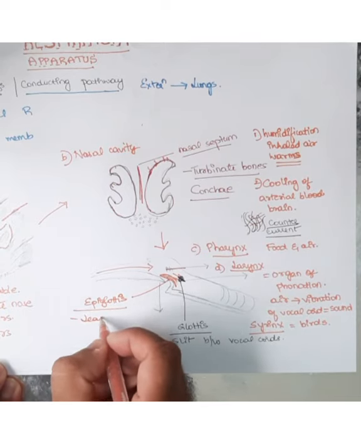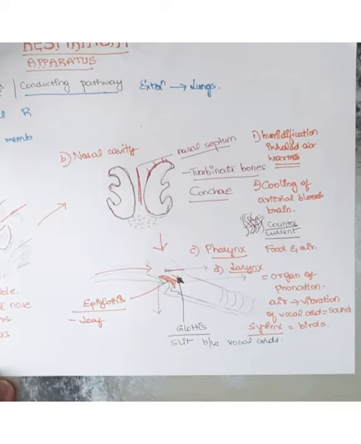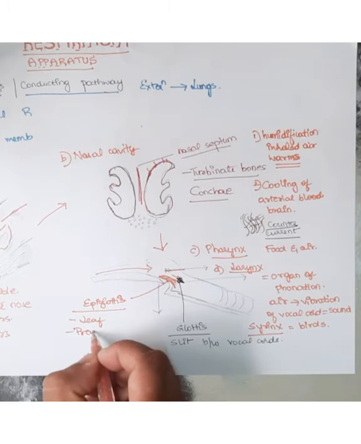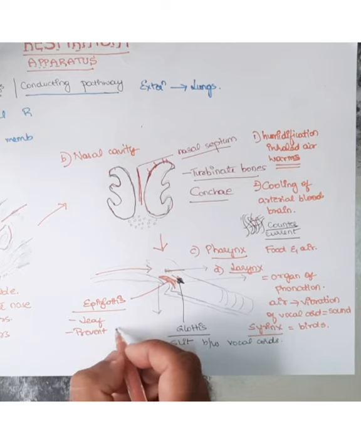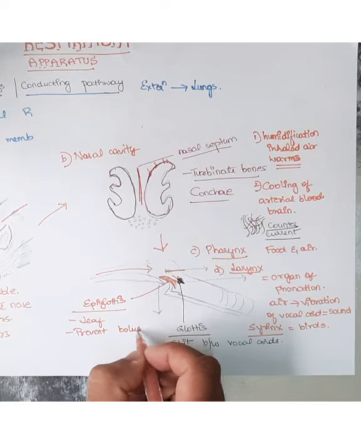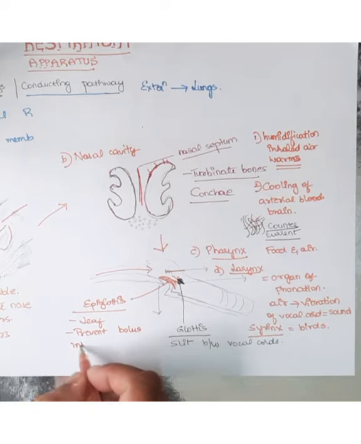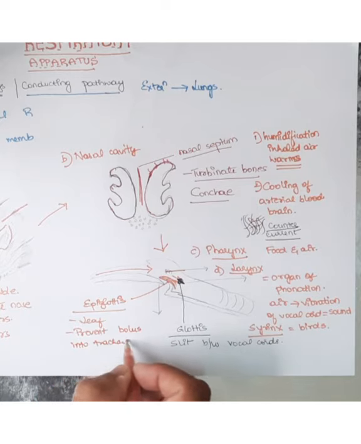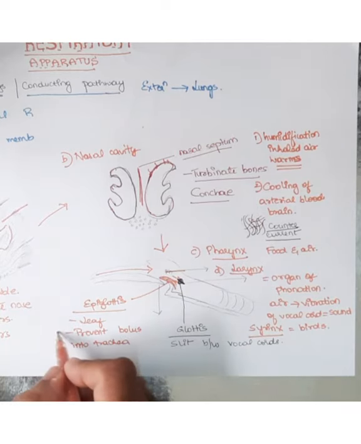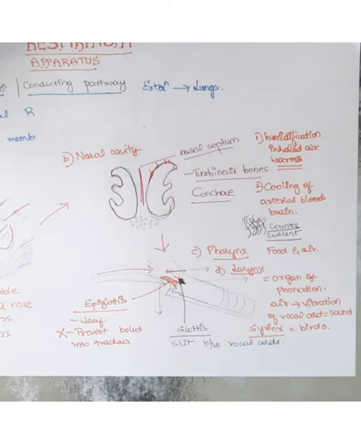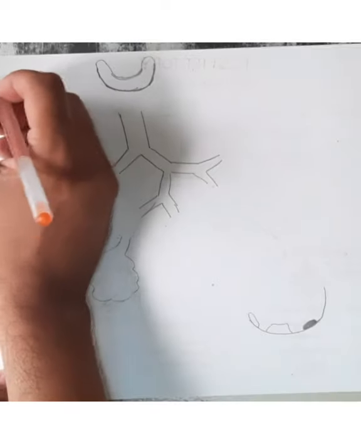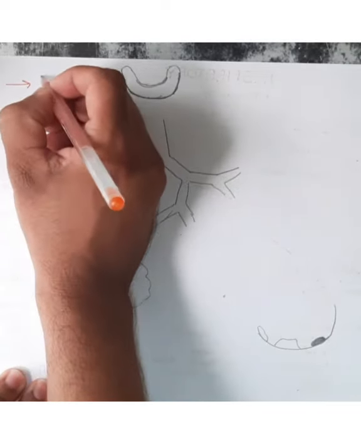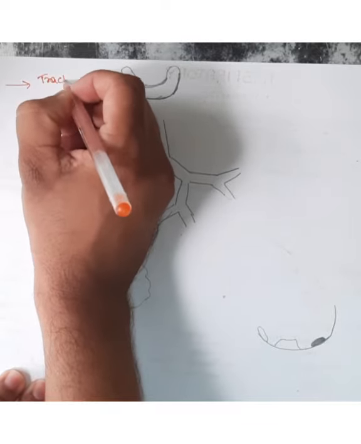Epiglottis is a leaf-like cranial extension of the glottis which will prevent the entry of food or the bolus into the trachea during the swallowing process. So it prevents the entry of the bolus whenever the food is swallowed. From the larynx, it leads to a structure called trachea.